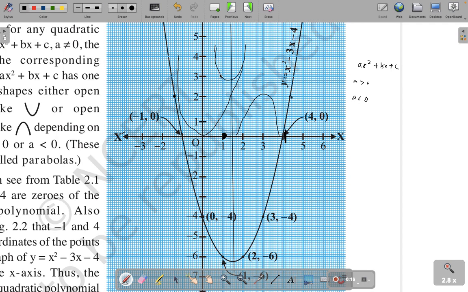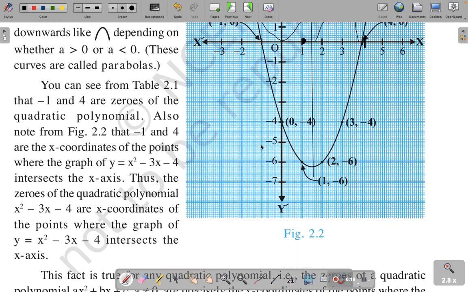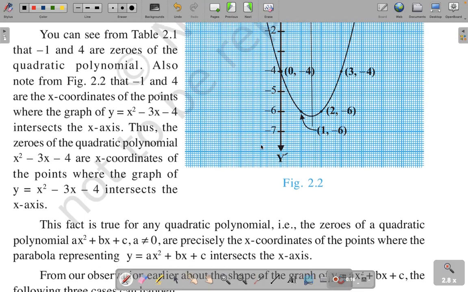Because there is no number line that can represent this root, because it is not touching the x-axis. So that is why the roots are not real, they are imaginary. Okay. Any doubt?